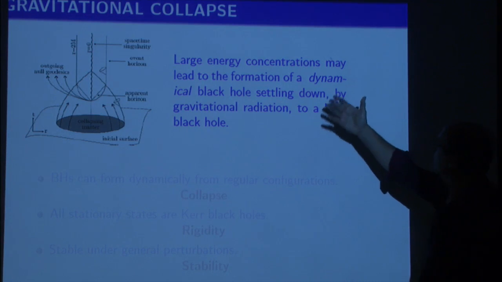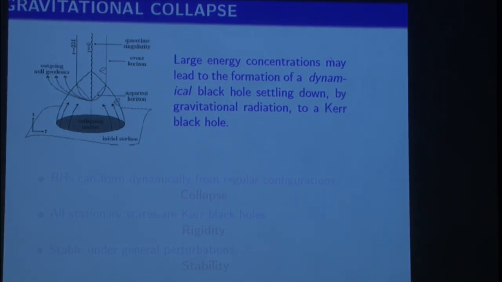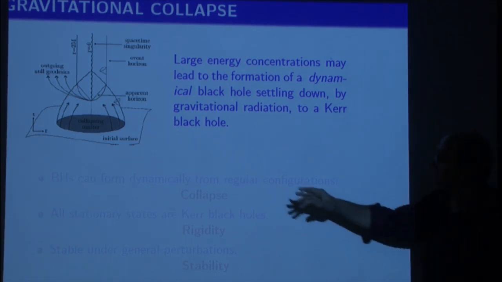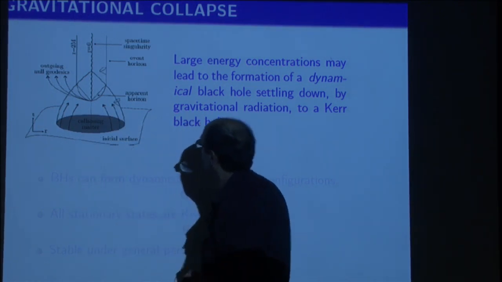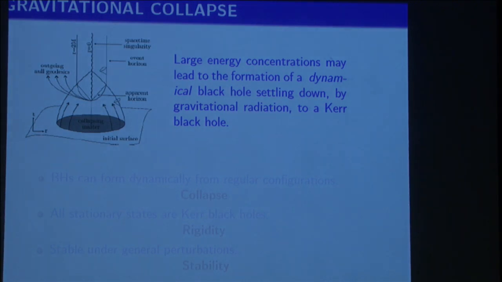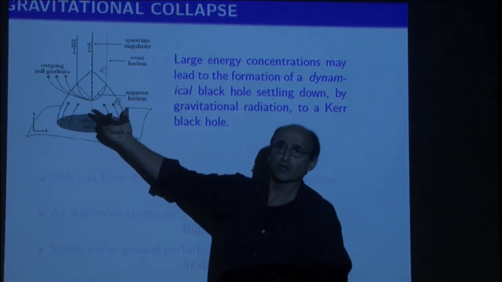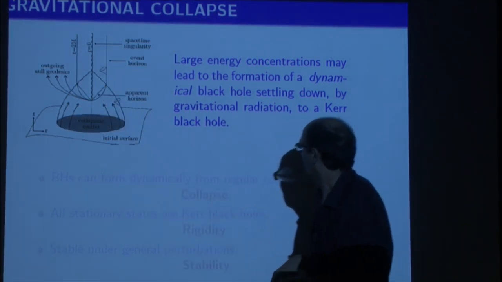which is that large energy concentration, as I said before, can lead to the formation of a dynamical black hole, which settles down by gravitational radiation to a Kerr black hole. This is the kind of picture that you get. You have matter. Well, in this case, I'm talking about Einstein equations in vacuum, so instead of even thinking about matter, you can just think about gravitational waves. So a lot of gravitational waves which concentrate and produce a black hole.